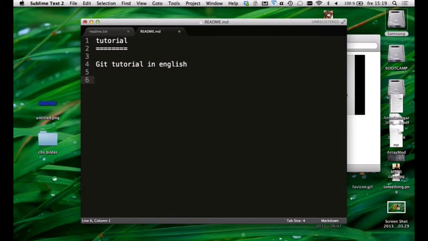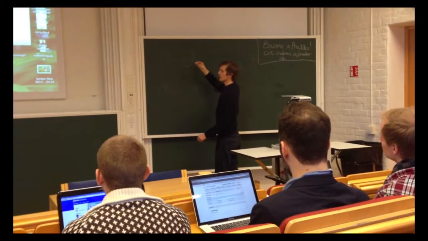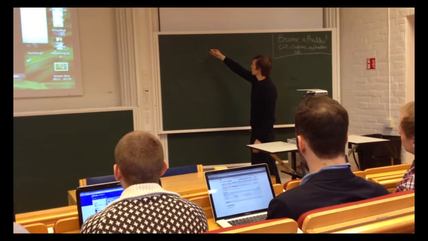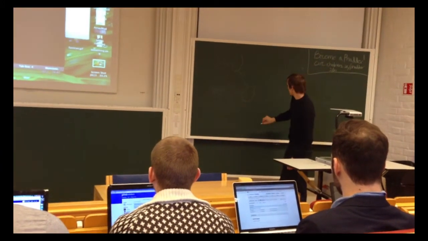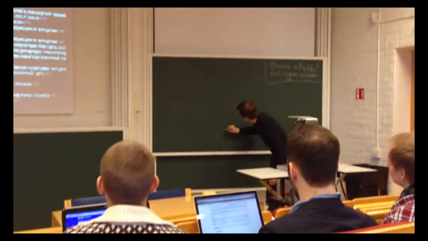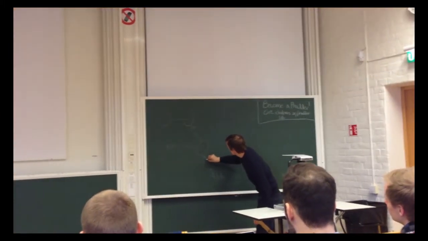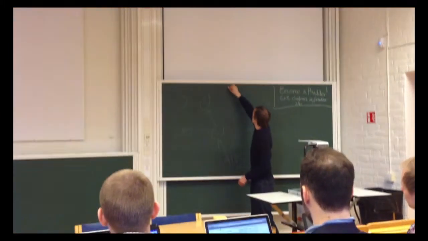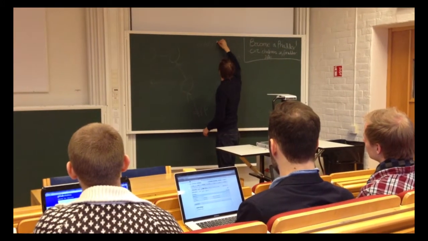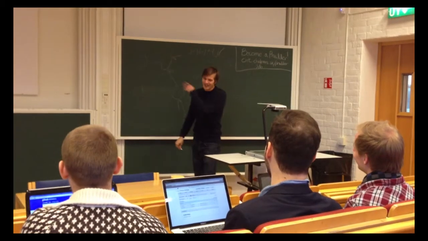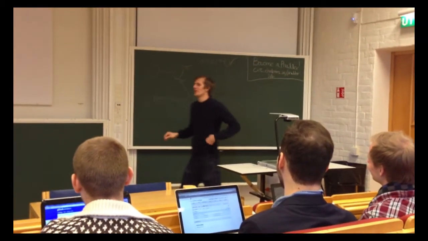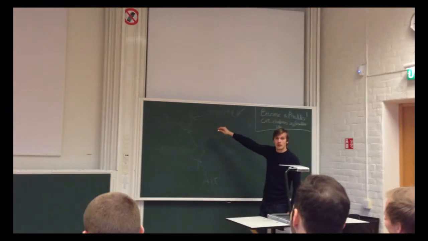What do we want it to say? Here, for the moment, we have master here, and we want to do a new branch, what's the name? Alt. So we have a new branch there. And we have origin master on the same place.